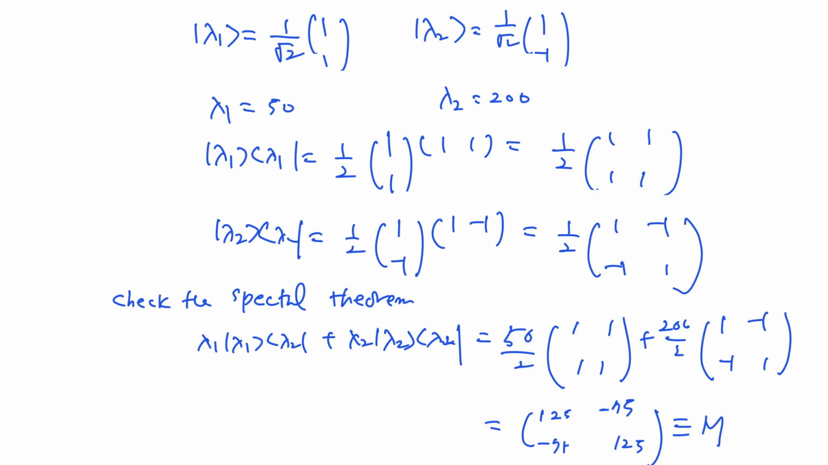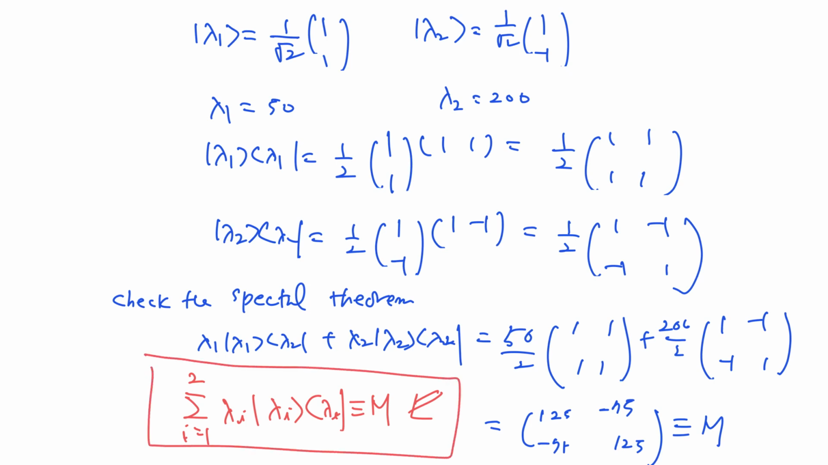So symbolically, we can just make a summation. You can write it this way. That's the spectral theorem. But the beauty of the spectral theorem is you can actually represent matrix functions as well.